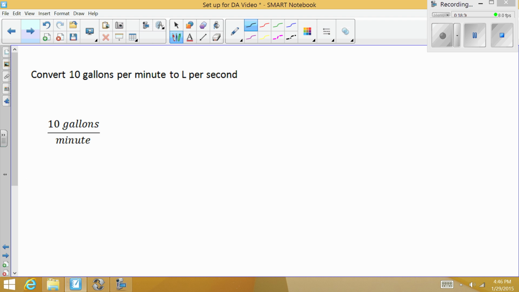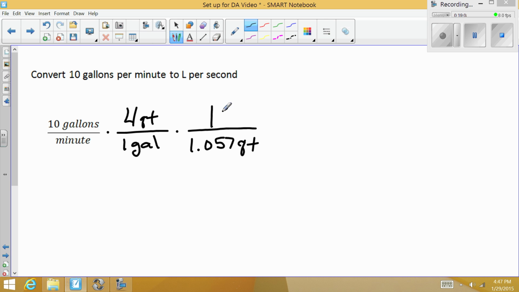Let's do one more. We're going to try to convert 10 gallons per minute to liters per second. So looking at my conversion sheet, I did not find a conversion that took me directly from gallons to liters, but I can go from gallons to quarts and then quarts to liters. So to get the gallons to cancel out, I'll have 1 gallon in the denominator, 4 quarts in the numerator. A quart is very close to a liter, 1.057 quarts is 1 liter. And then I want to get from minutes to seconds.